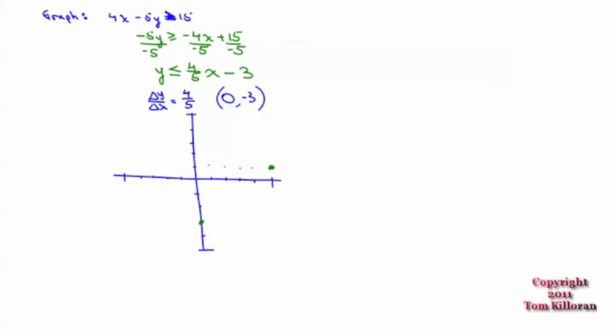I need a third point. It's not going to be nice. So I can go back to the y-intercept and go which way? Down 4, and left 5. That would bring me way over to here.